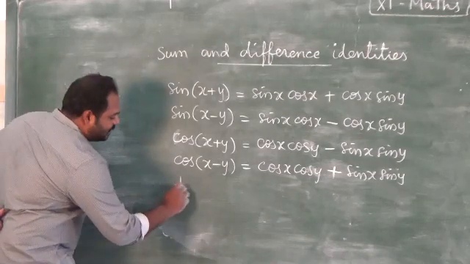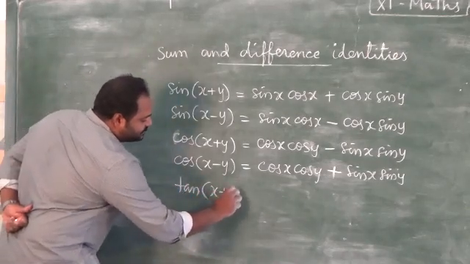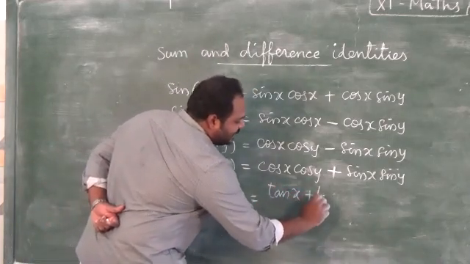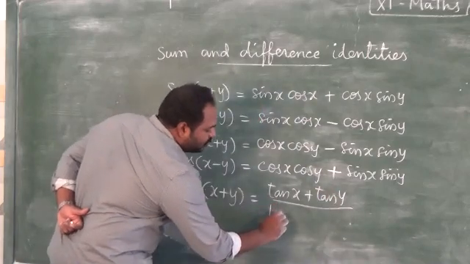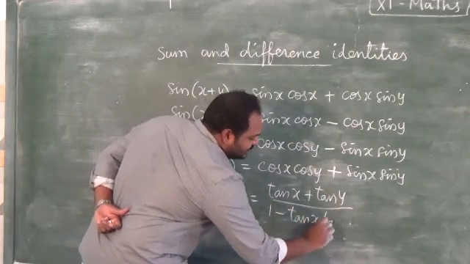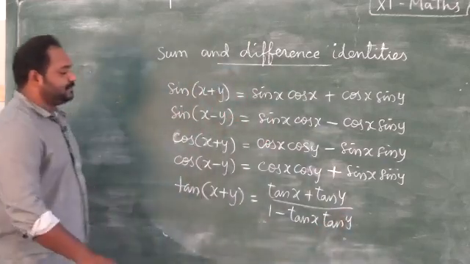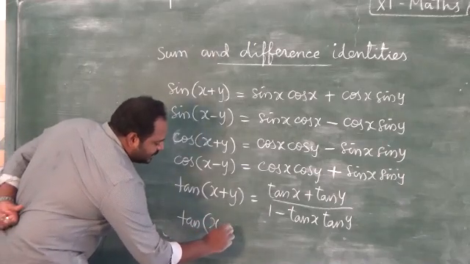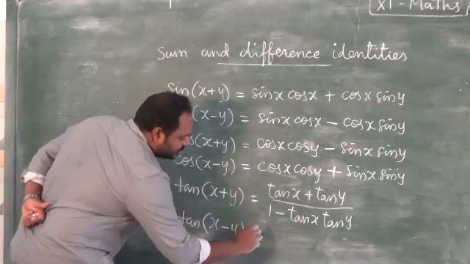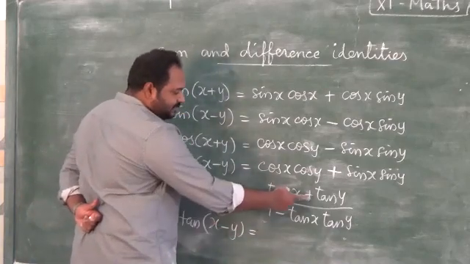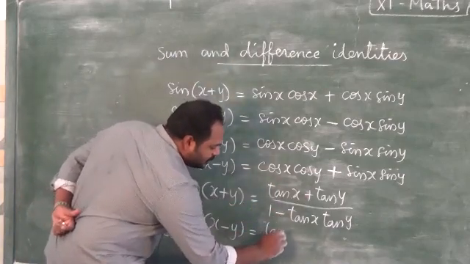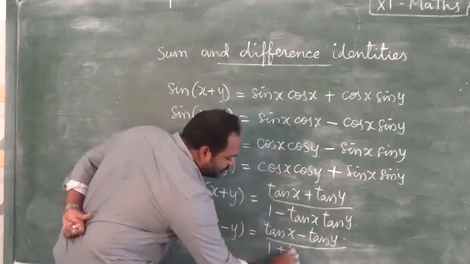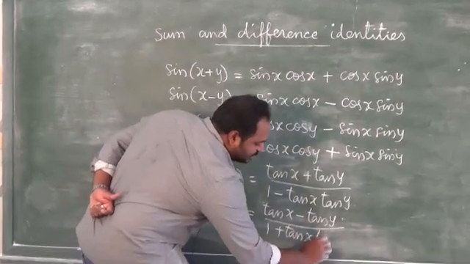Next, tan formula, tan of x plus y, the sum: tan x plus tan y by 1 minus tan x into tan y. This is the fifth one. Next, another one, the difference, tan of x minus y. Here the only change is that minus becomes plus and plus becomes minus: tan x minus tan y divided by 1 plus tan x tan y.